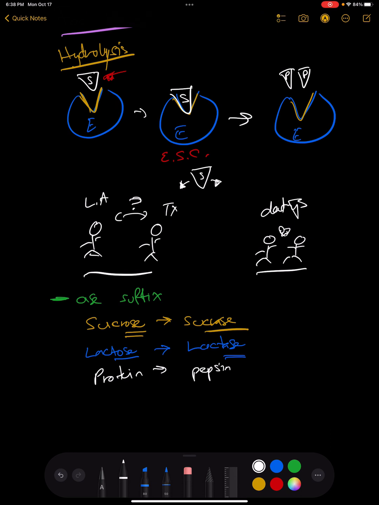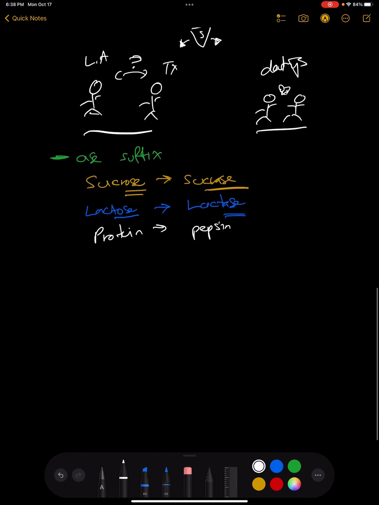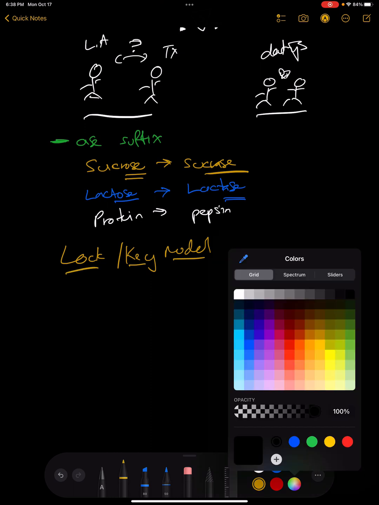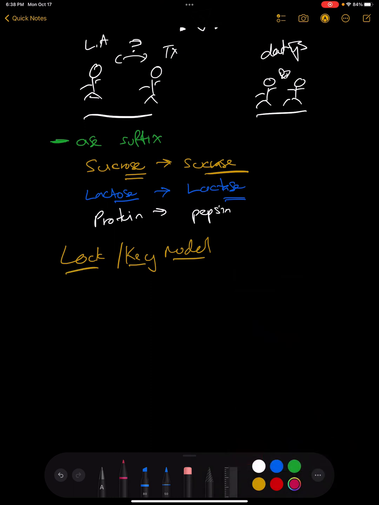Now, let's talk about the lock and key model first. Okay, so lock and key model. And hopefully you guys remember this from Gen Bio last year, but really all the lock and key model is that these enzymes are specific to the substrate, right?